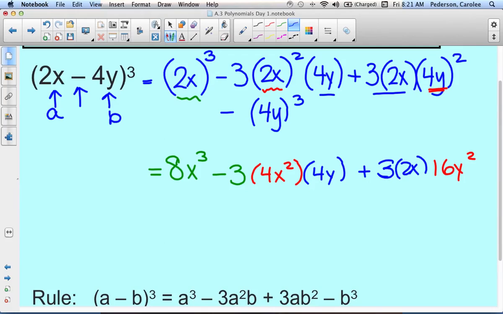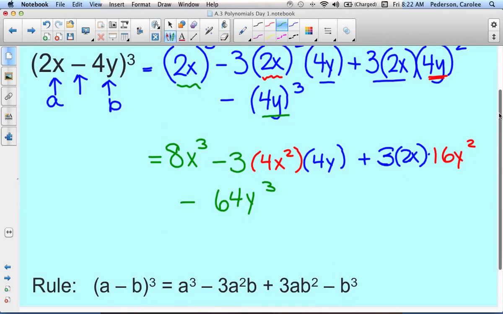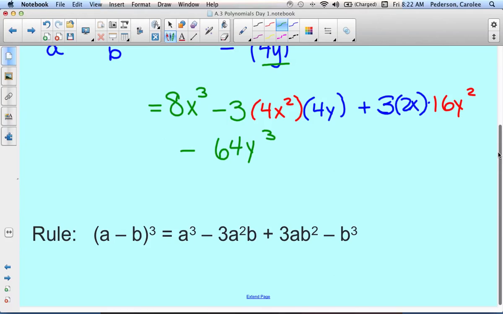times 2x. And then our last one is 4y times 4y times 4y. Well, we raise 4 to the third, and we get 64, and then y cubed. And notice there's still a subtraction sign. Now we'll continue.